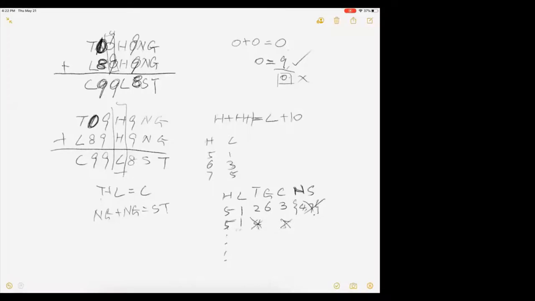Right, the correct one is H is 5, L is 1, T is 6, G is 3, and then C is 7, N is 2, S is 4. Okay, so the coolest is 7998... 1846. Yeah. Okay. So this is the answer, right?